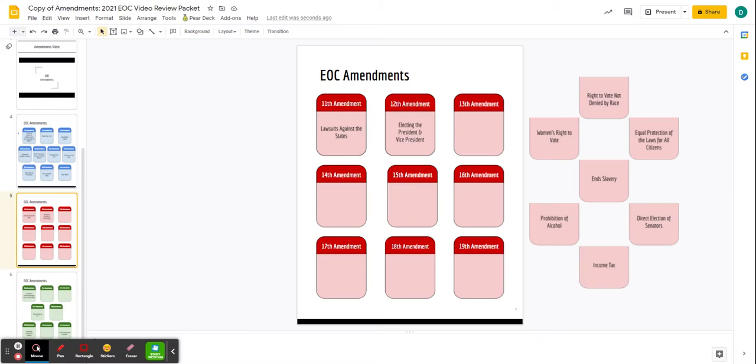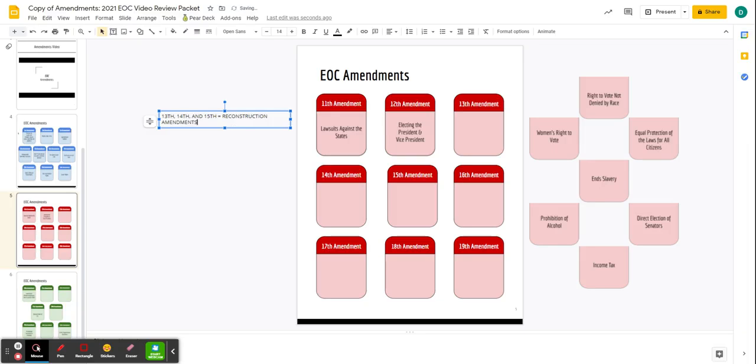All right, let's continue reviewing on the next screen with the red bubbles. The next amendments we're going to pick up with number 13. And the 13th, 14th, and 15th amendments all go together. We're going to make a special text box for them. 13th, 14th, and 15th. These are the Reconstruction Amendments.